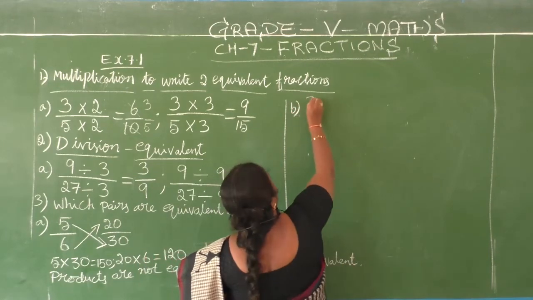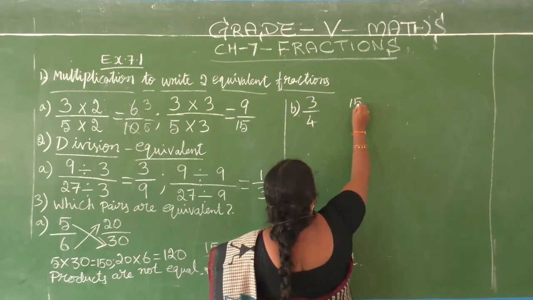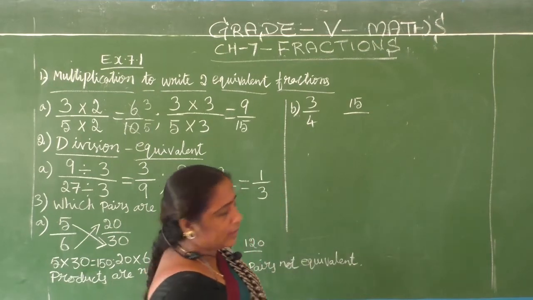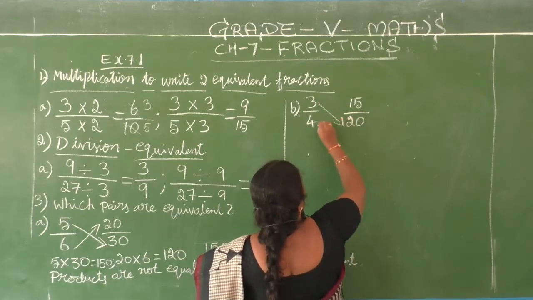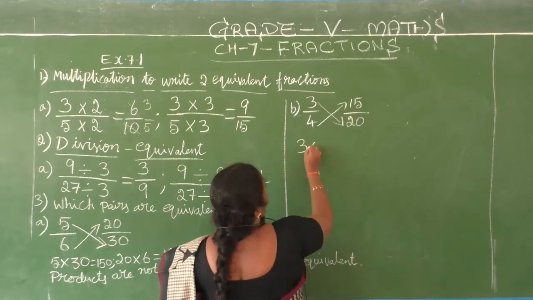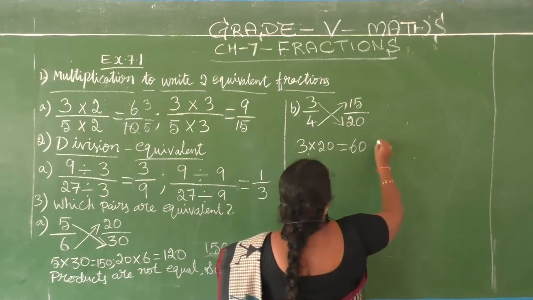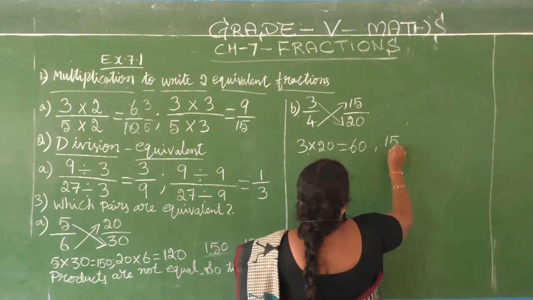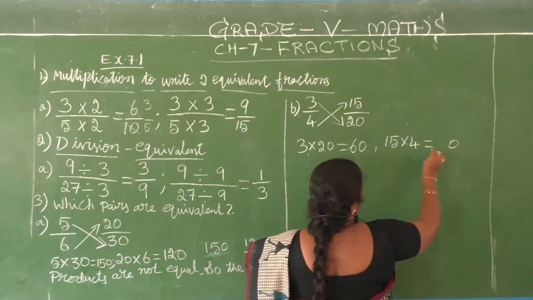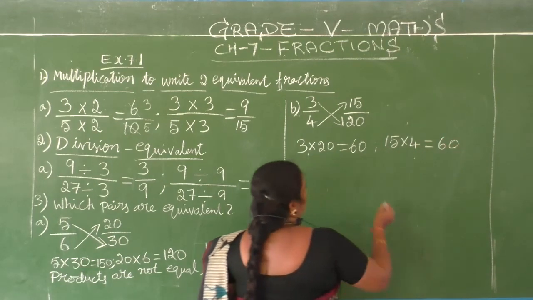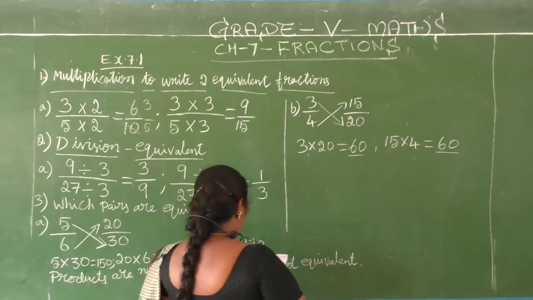B sum, the fractions are 3 by 4, 15 by 20. So how can we find out? Cross multiplication only. See, 3 into 20, 3 twos are 6, 3 zeros are 0. Then 15 into 4, 4 fives are 20, write 0, remaining 2, 1 four is 4, 4 plus 2, 6. Listen ma, now you compare the products, both are the same only.